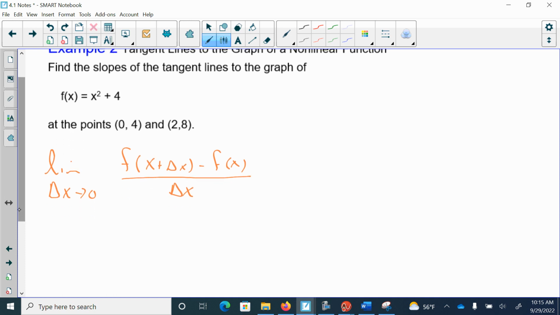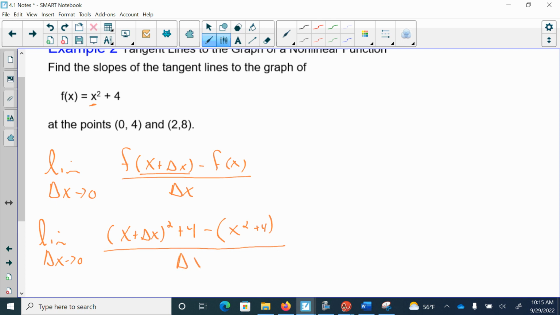So I'm doing x squared plus 4. Every place I see x, the first time I'm going to put in x plus delta x. So I'm going to have x plus delta x squared plus 4 minus f of x, which is x squared plus 4. And I'm putting this all over delta x. We did these last year, we just didn't have this limit part, correct?